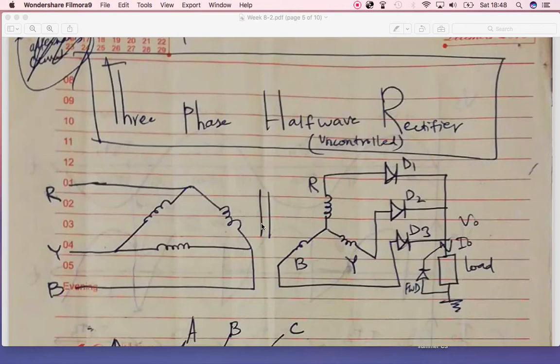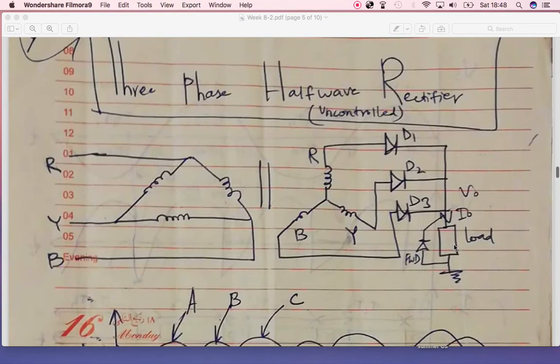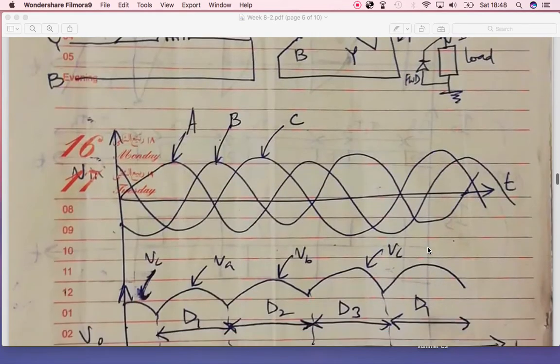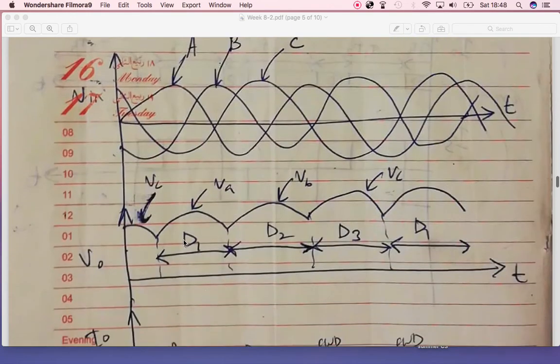We have three phases coming over here. We have three diodes because it is an uncontrolled rectifier. We have a load connected over here, and we have a freewheeling diode to reduce the reverse spike of the voltage. And you can see that we have three phases R, Y, B, or A, B, C, all 120 degrees apart from each other.